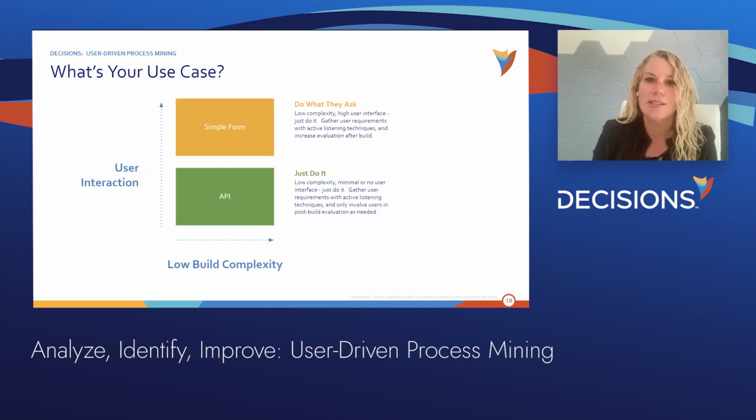If you're building something like a simple form in decisions, again, it has higher user interaction, but my recommendation is just do what they ask. It's a one-off form, like a permission slip to go camping for your camping class in college. It has low complexity. You have a really good example of what they want the form to look like from what it looked like before. So just gather the user requirements with active listening techniques and build what they want. You can check to make sure that it matches the other one because they're all low complexity builds.